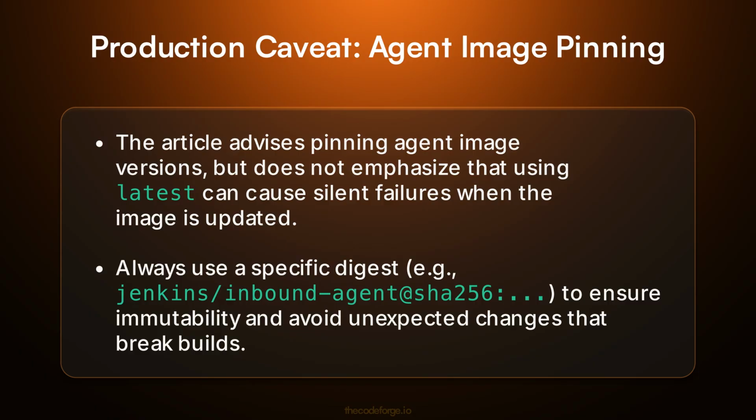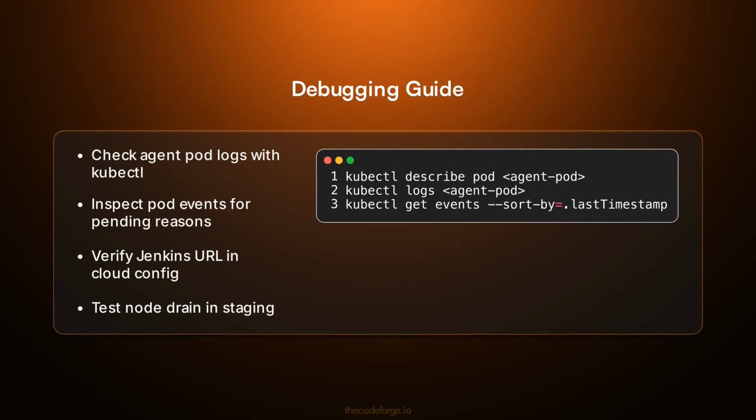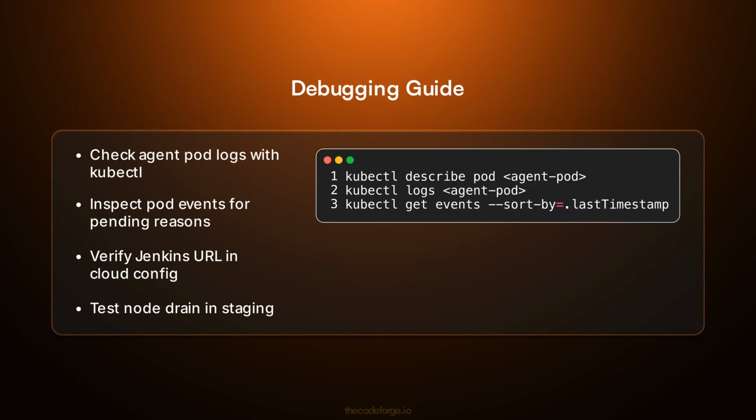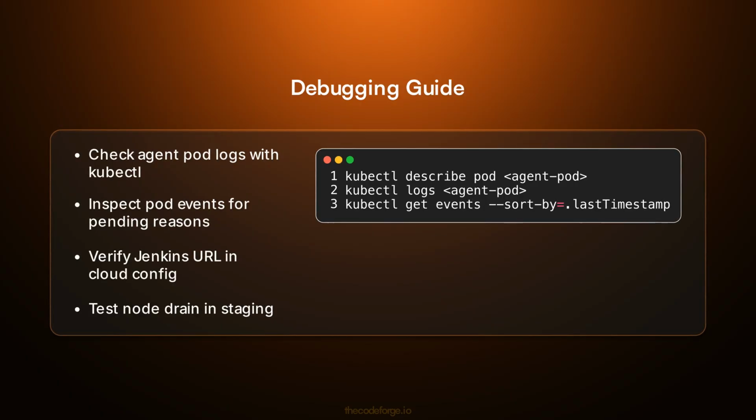To diagnose agent issues, start by checking pod logs and events. Use kubectl describe pod to see the reason for pending state and kubectl logs to view agent output. Also verify that the Jenkins URL in the Kubernetes cloud configuration matches the internal service DNS.